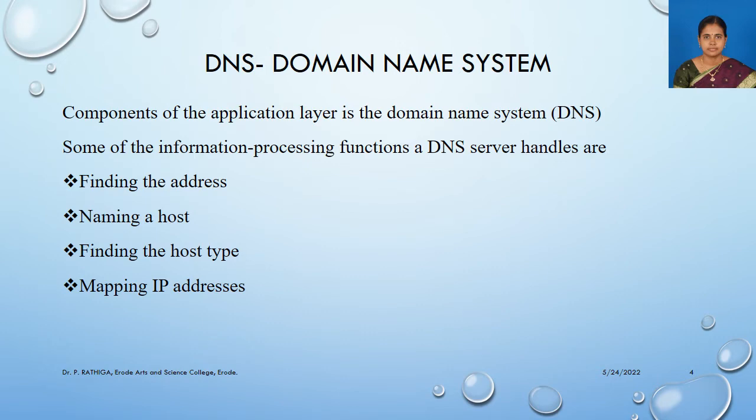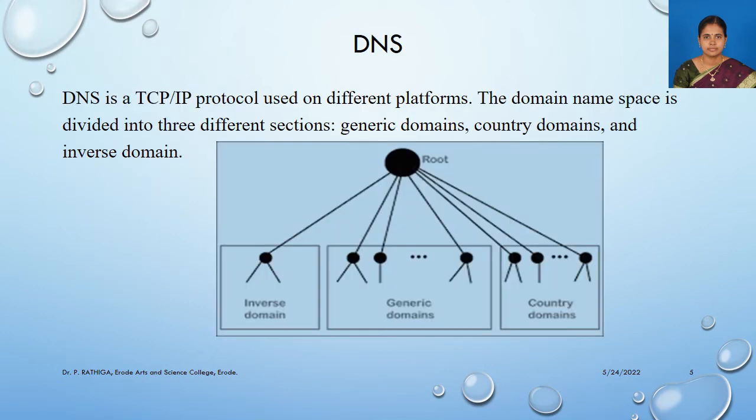Some of the information processing functions a DNS service handles are finding the addresses of a particular host, naming a host, processing incoming mail for the designated target, finding the host type and the operating system information, and mapping IP addresses to host. DNS is a TCP/IP protocol used on different platforms. The domain namespace is divided into three different sections. One is generic domain, the second one is country domains, and the third one is inverse domain.